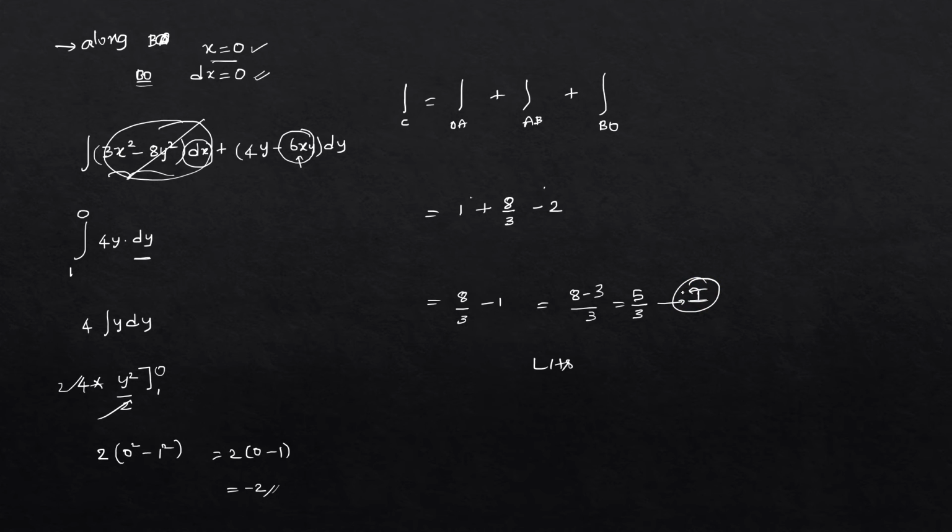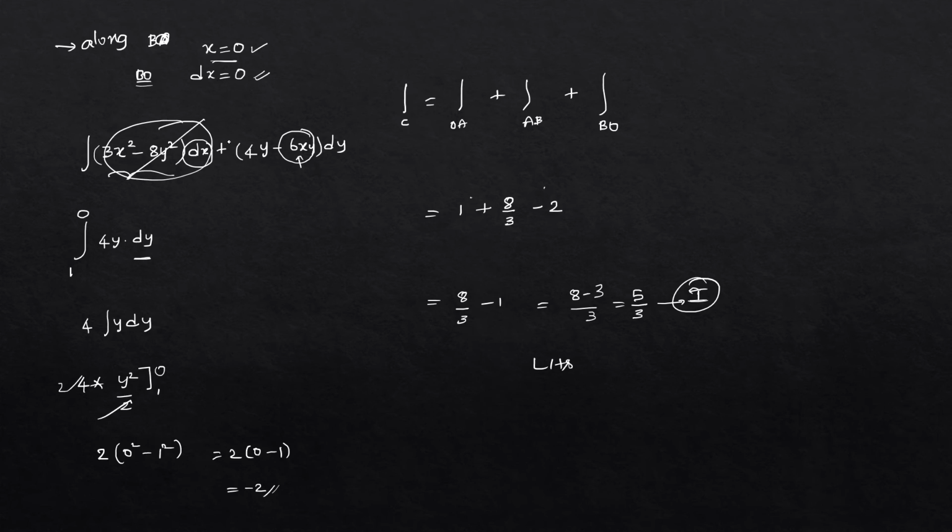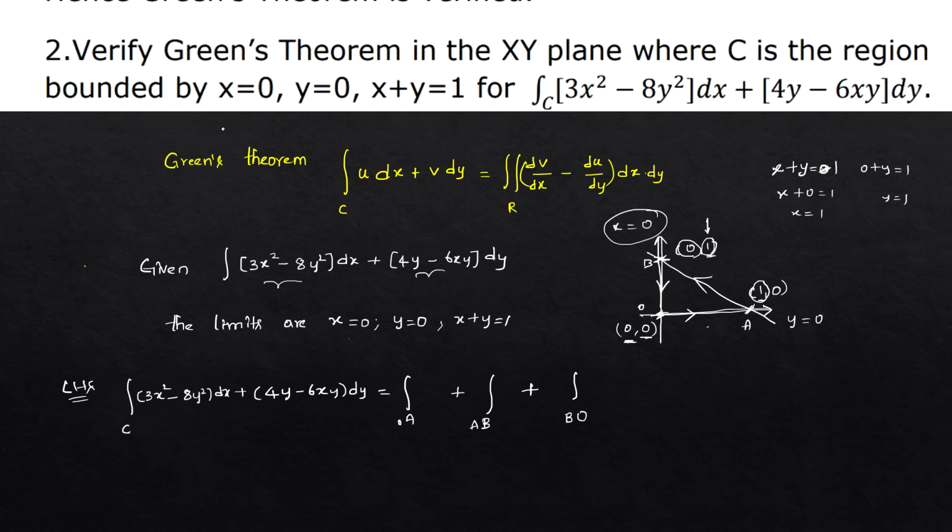Okay, now we have to verify the Green's theorem RHS value. Now first write the formula of RHS only. What is the RHS formula? Double integral over the region of dou v by dou x minus dou u by dou y, dx dy, and we have to find what the u value is and what the v value is. As I already told you while writing the equation, the part before the dx is known as u and the other part is known as v.